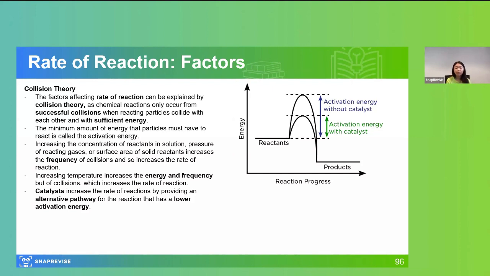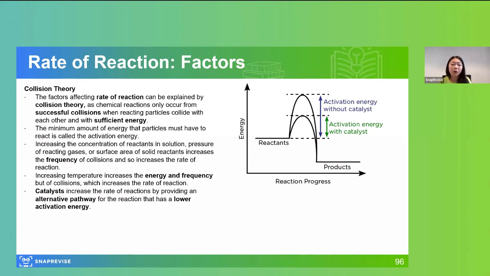Increasing the concentration of reactants in solution is going to increase the frequency of collisions. Same thing with increasing pressure, and same thing with increasing the surface area. To understand this, increasing the concentration means there's more particles, more easily collide with each other. Pressure, again, you're going to be hitting the wall more often, more collisions, more rate of reaction. Same thing with surface area, more collisions. All of it's just increasing the collisions.